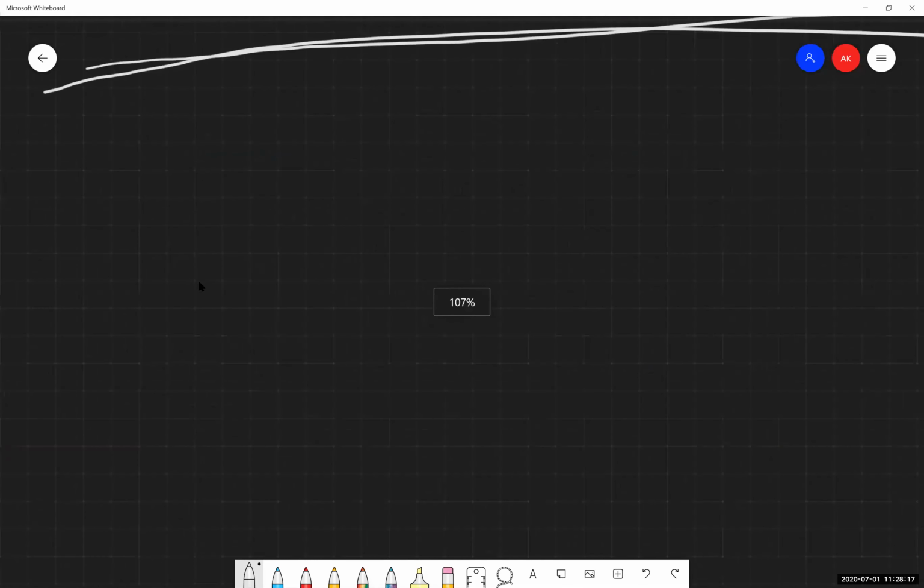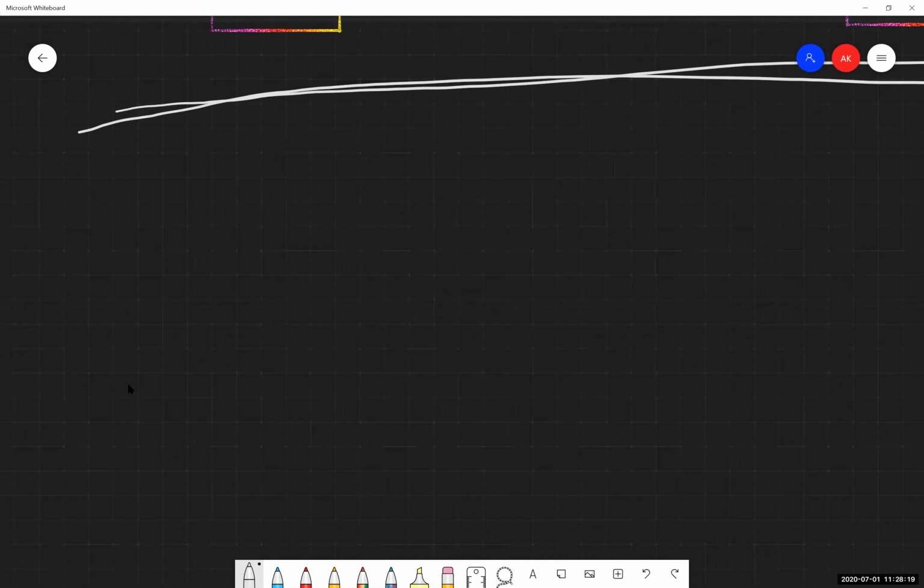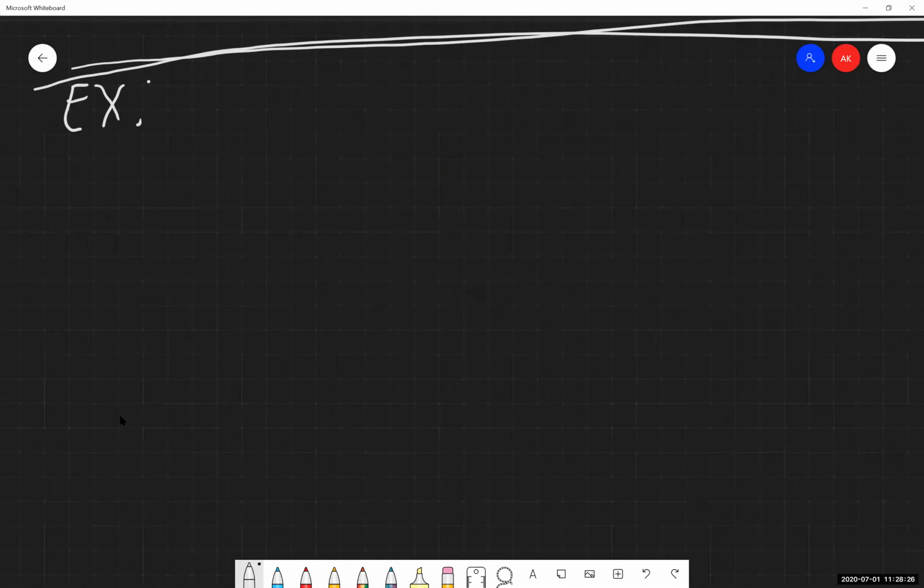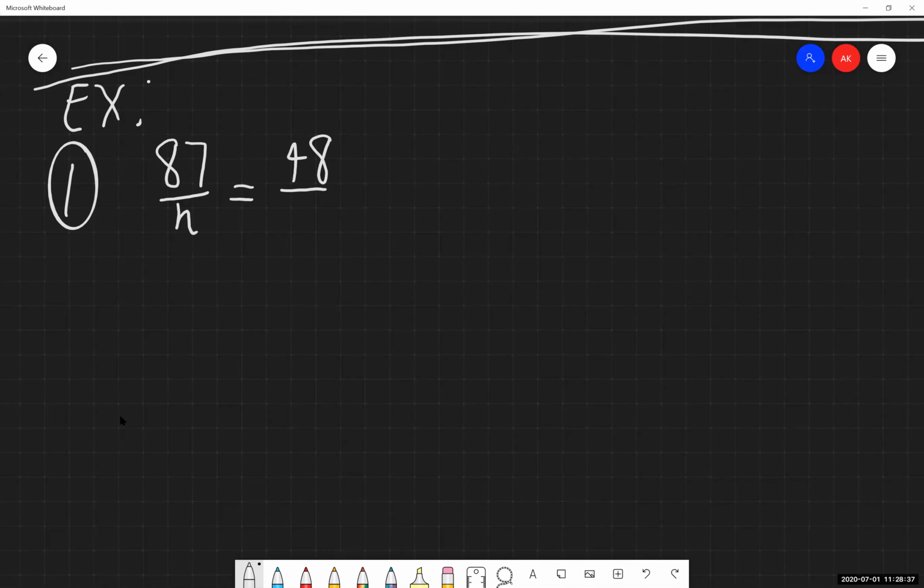Try and keep our work somewhat organized and put together. Okay, so our first example that we were working with, proportions. We were given 87 over n is equal to 48 over 16. Again, given a proportion, we're told to solve this proportion for the unknown variable.